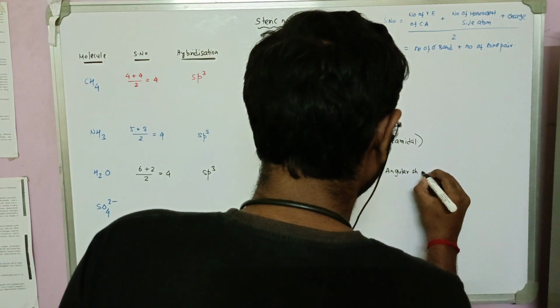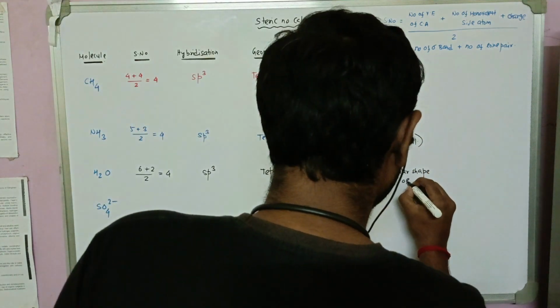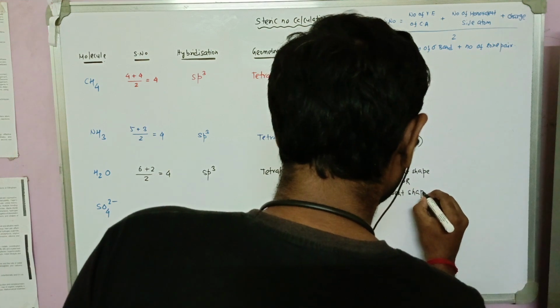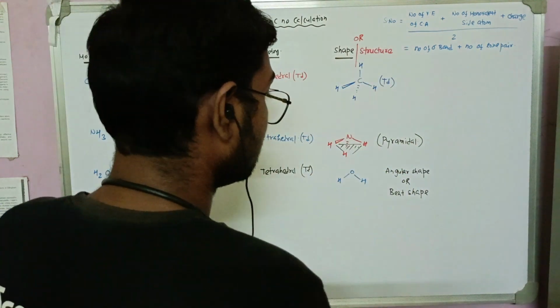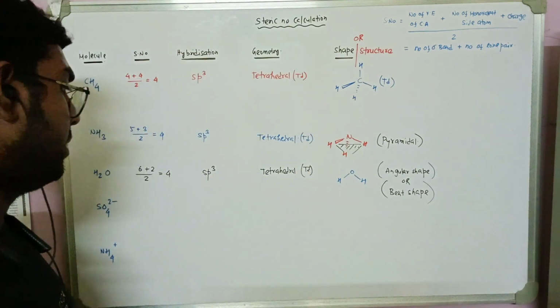You have to remember the name of the shape. So this is called angular shape, or it is also called bent shape, because it is a bent-like structure. So the shape will be angular shape and bent shape, but the geometry will be tetrahedral.